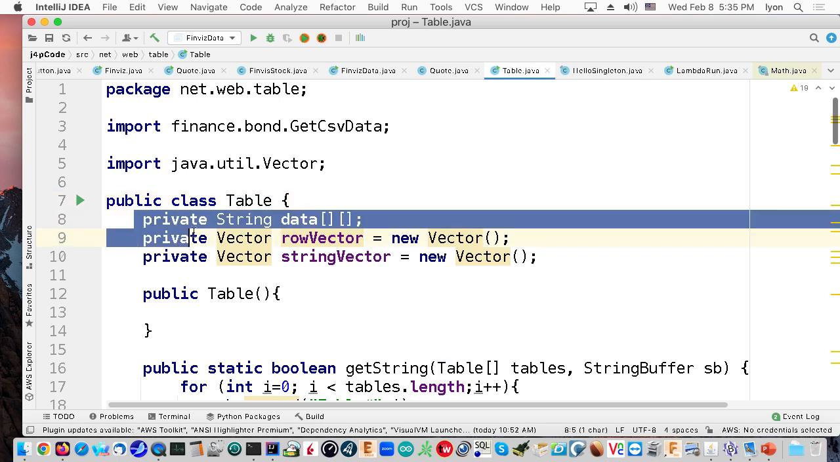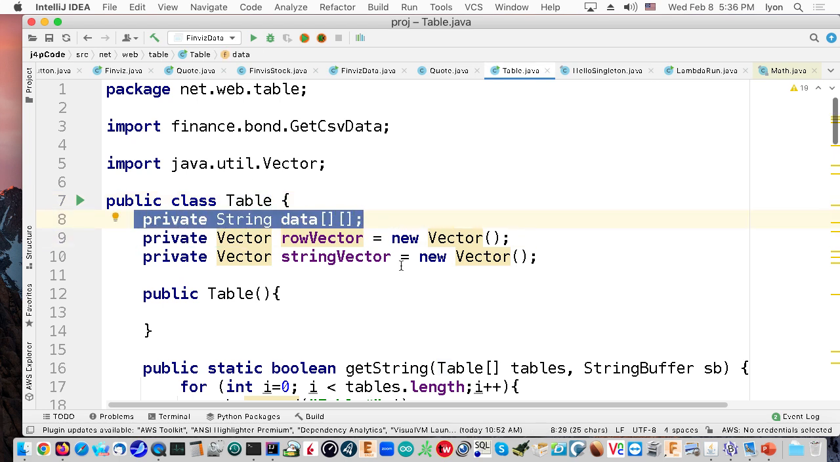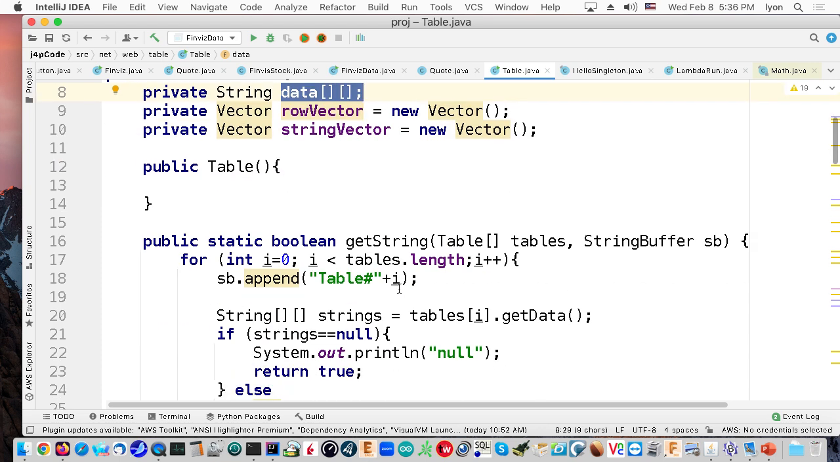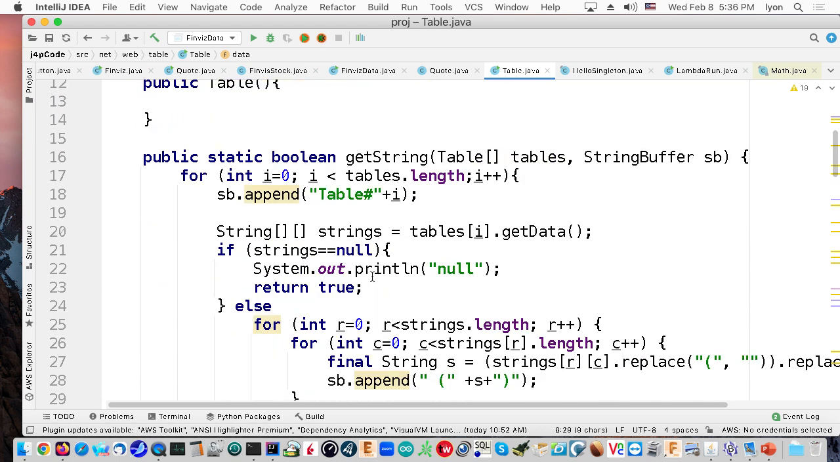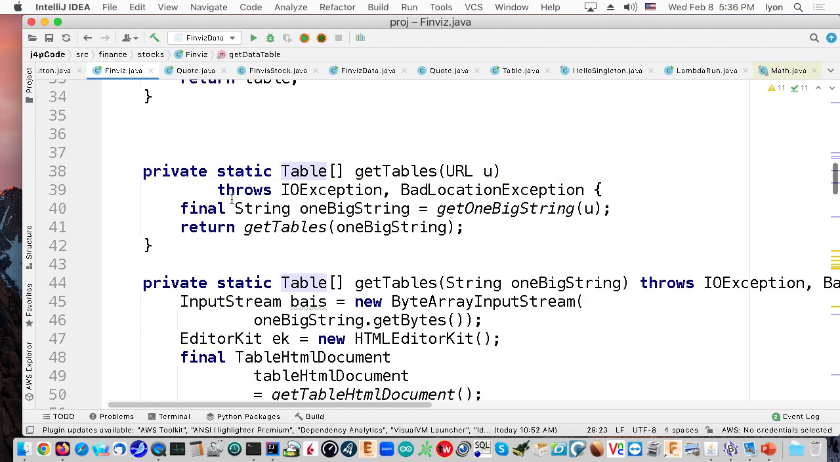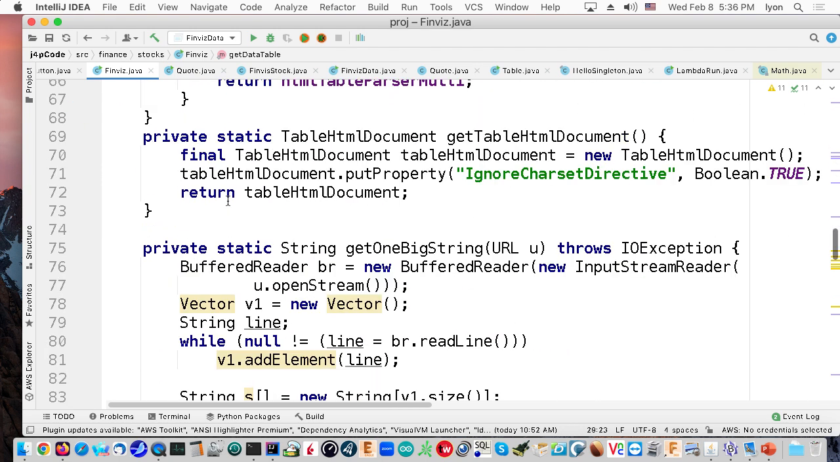Basically, we have a two-dimensional array of data with row vectors and string vectors, and we use these row vectors and string vectors to populate the two-dimensional data array. And what we're going to do here is take a quick look and see how our financial data can be obtained through public systems.